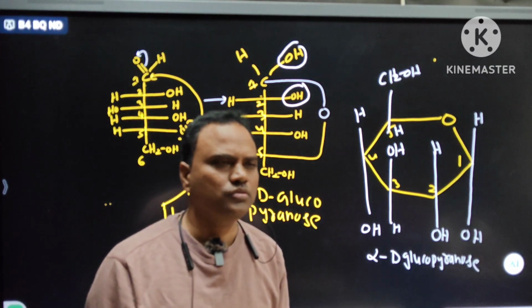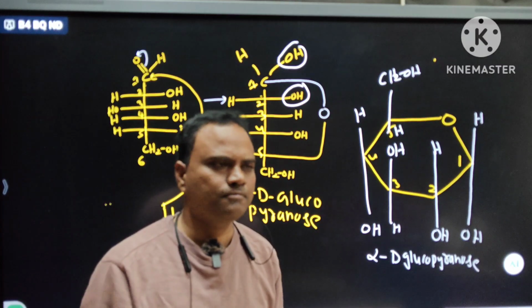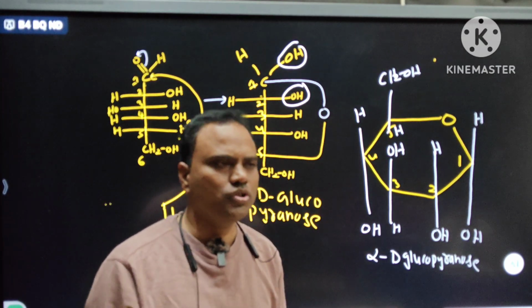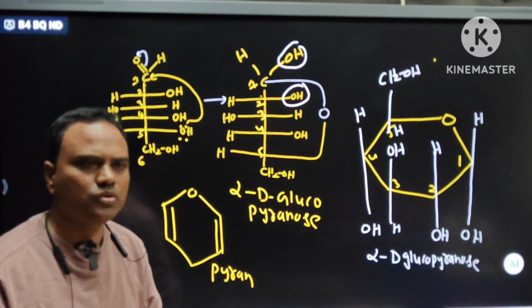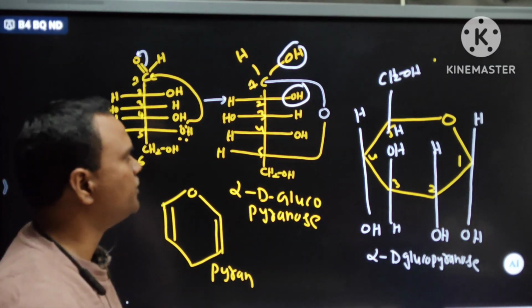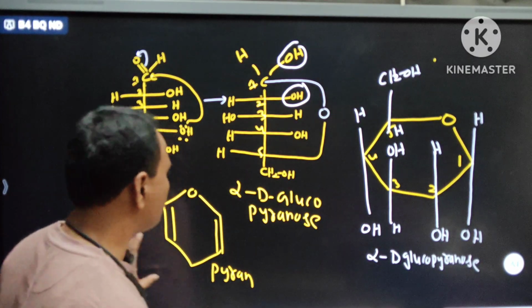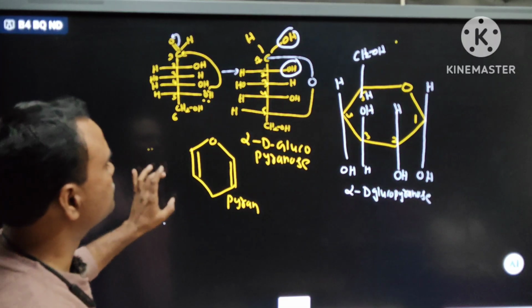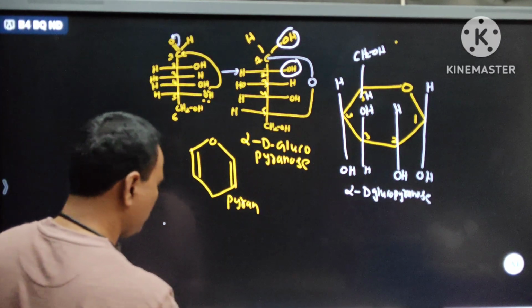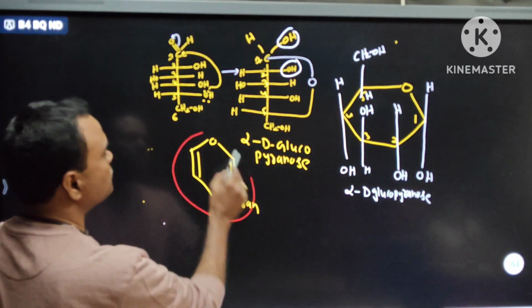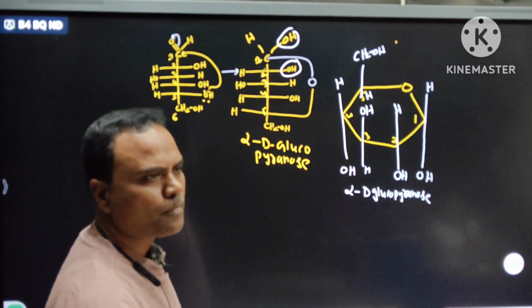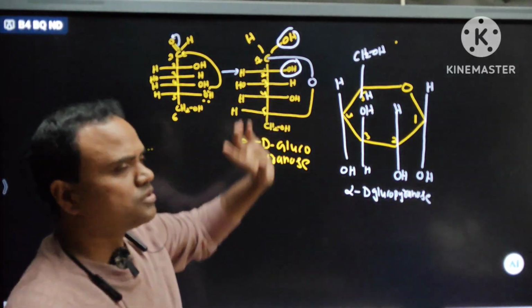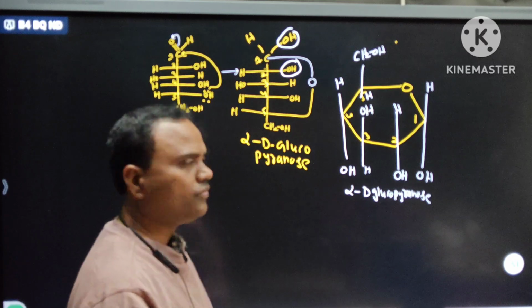At the two ends, OH groups are down. In the middle, OH groups are opposite. What is its name? Alpha D glucopyranose. Look at this. Why is it called alpha D glucopyranose? Because the OH on the first carbon is on the right side, alpha.